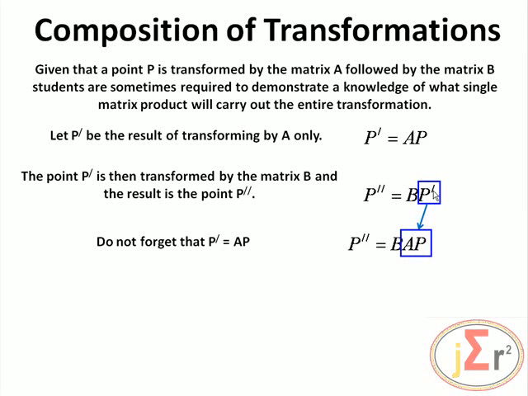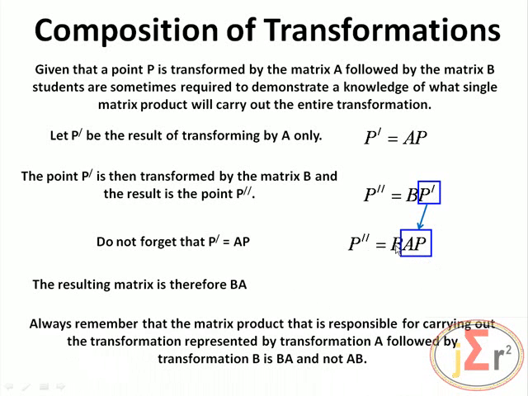Here we have P prime is written there as AP. So P double prime is equal to B times A times P. The resulting matrix is therefore BA. Notice then that we have the product BA right there. So instead of AB, the matrix that will carry out the entire process is BA. Always remember that the matrix product that is responsible for carrying out the transformation represented by transformation A followed by transformation B is BA and not AB.